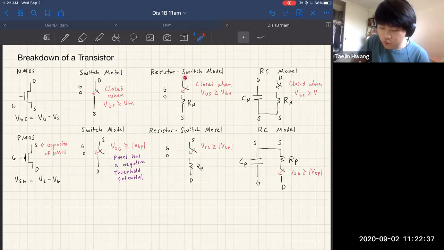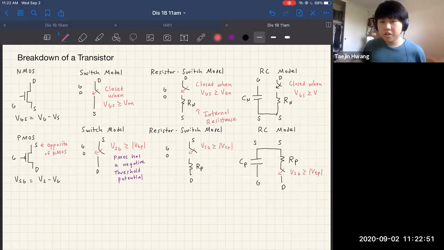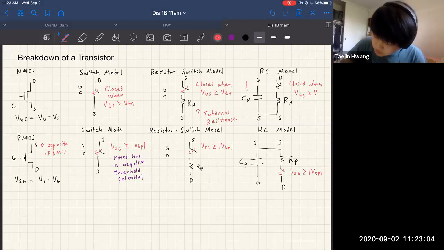We have the resistor switch, which closes again. It behaves like a switch, but we have some internal resistance. And this internal resistance is really just some undesirable parasitic behavior that belongs to the transistor. We can't do anything about it, but it's a stronger model. And the RC model also includes a parasitic capacitance.